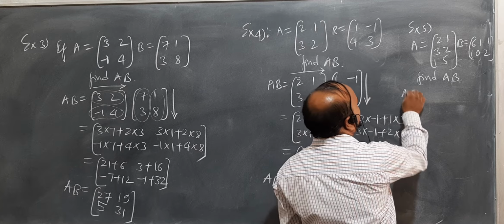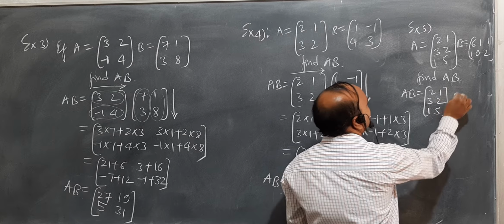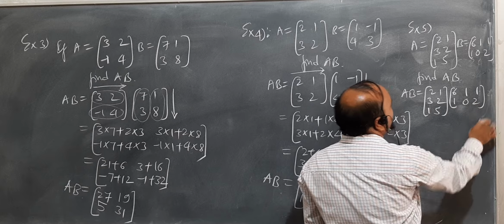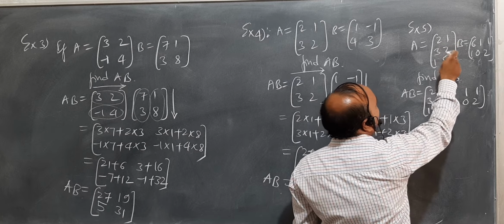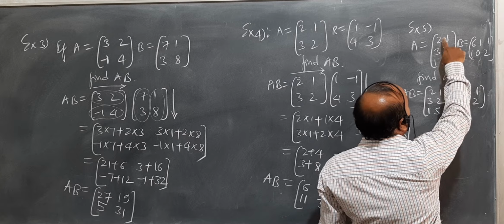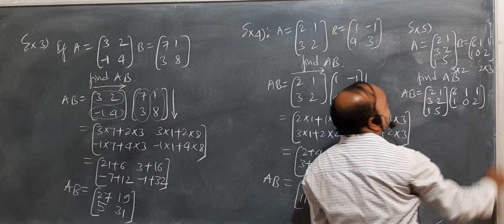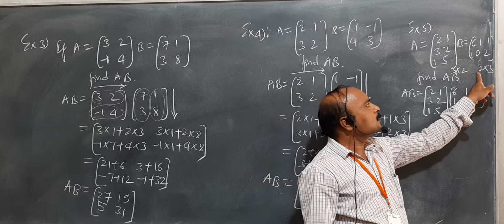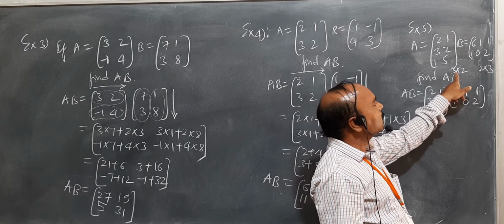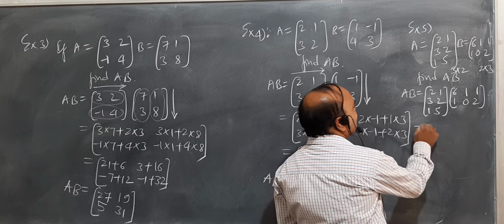How can you find AB here? AB is written as [2 1; 3 2; 1 5] into [6 1 1; 1 0 2]. Now the order of this is what? Here 3 rows and 2 columns, so its order is 3 by 2. The order of the other is 2 by 3. So it is m by p, and p by n matrix. According to the condition, your required matrix must be of order m by n. m by n is 3 by 3 order. You get here a 3 by 3 order matrix.